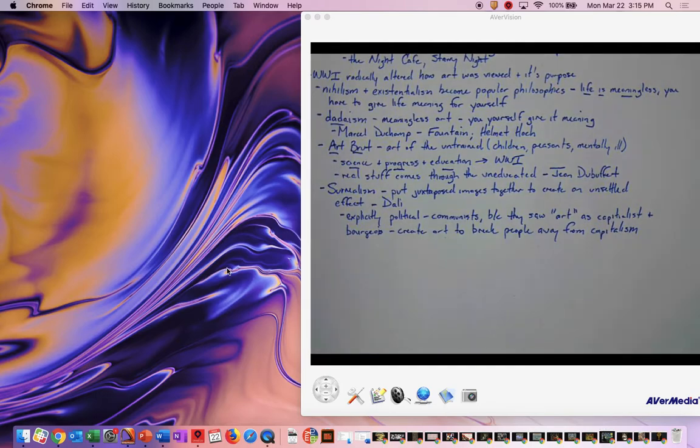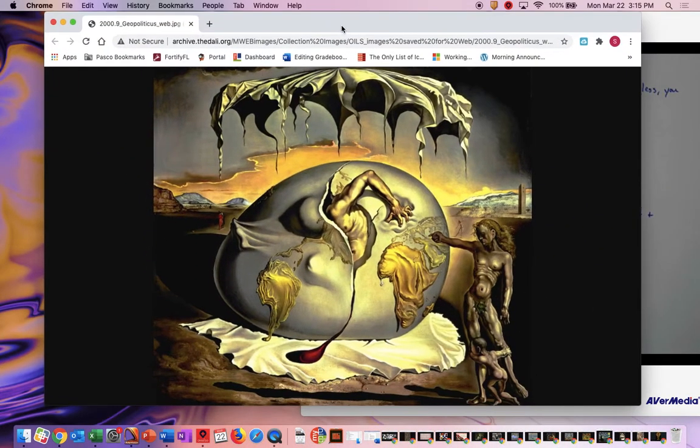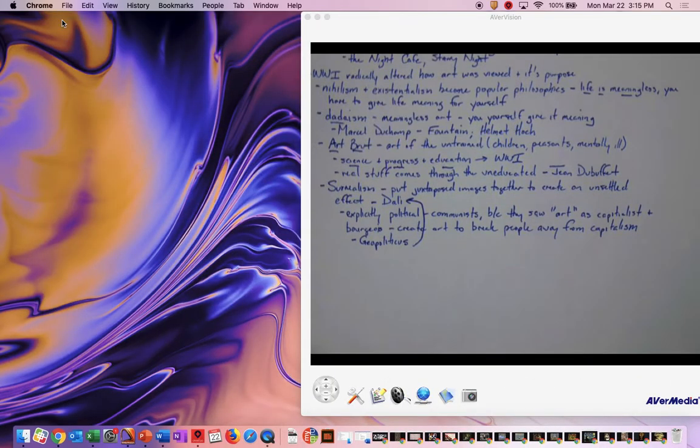So if we look at a piece of surrealistic art, here is a Dali. This is called Geopoliticus, or a Child Watching the Birth of a New Man. So it's kind of unsettling. So here's the name of this one. So that's a Dali.